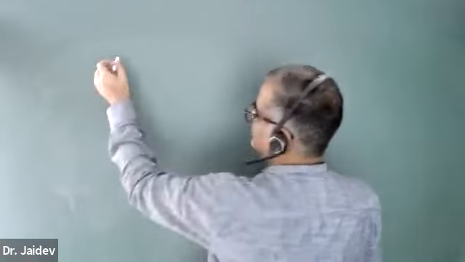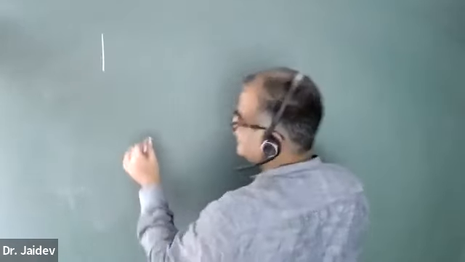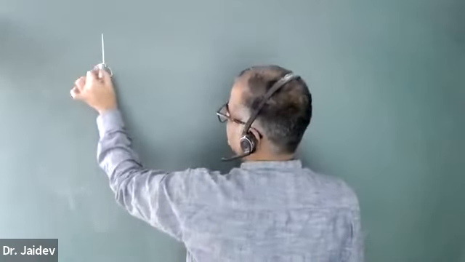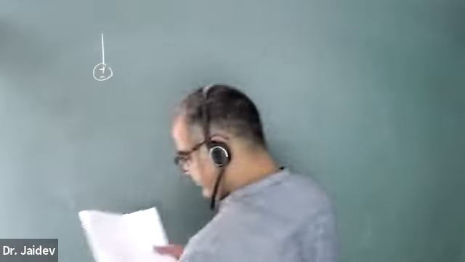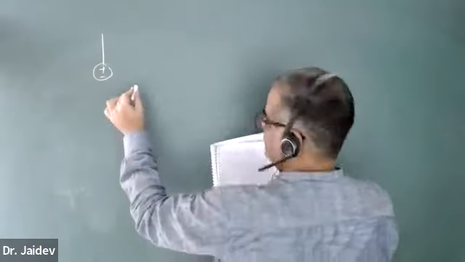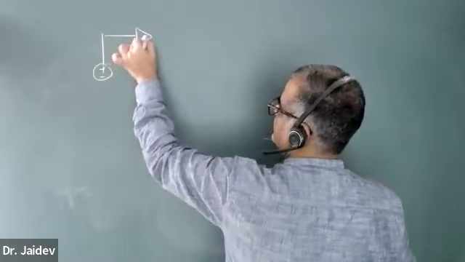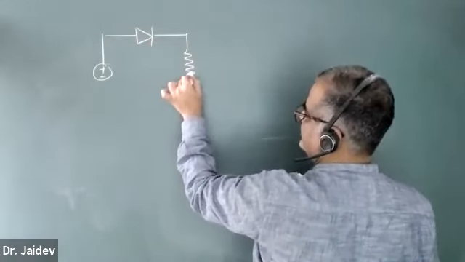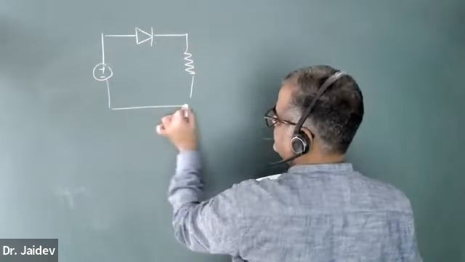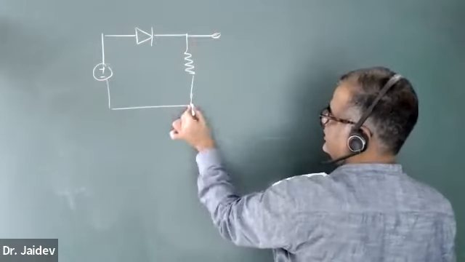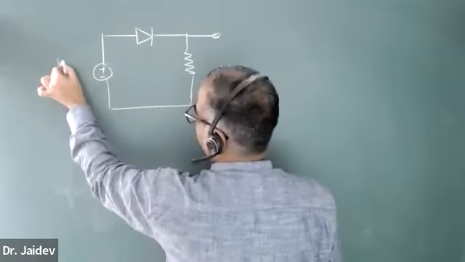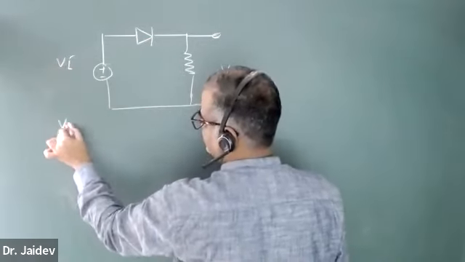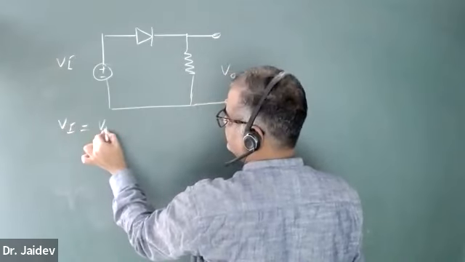Now say this is my circuit. Here I am applying a positive voltage, say this value is Vi, and here I have a diode, and here I am taking the output in the circuit. This is my V input, and V input is equal to, say, Vm sin omega t.